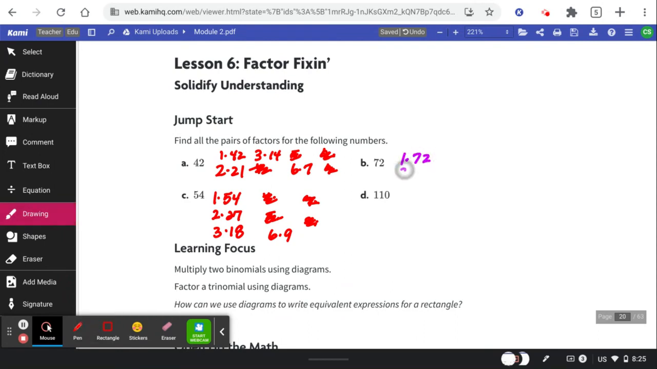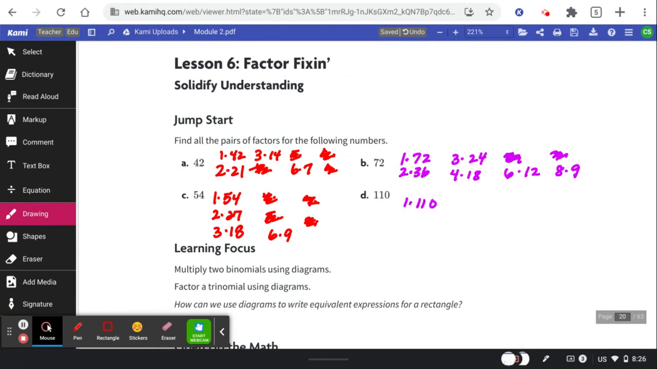72 would be 1 times 72. 2 times 36. 3 goes in once. So 24. 3 times 24. 4 times 18. 5 doesn't go in. 6 times 12. 7 doesn't go in. 8 times 9. So there's all my lists of factors for 72.